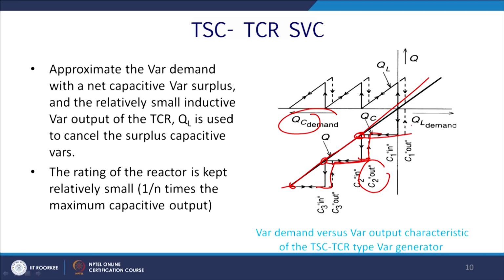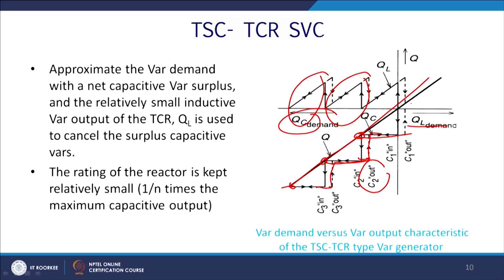So, once you like to go back, once you come back, you come like that, and this is actually the ramp on in that way. This is for one TCR, this is for another TCR, this is for another TCR. Accordingly, you can change the VAR. Ultimately, you can make it also an inductive VAR demand by switching only the TCR.